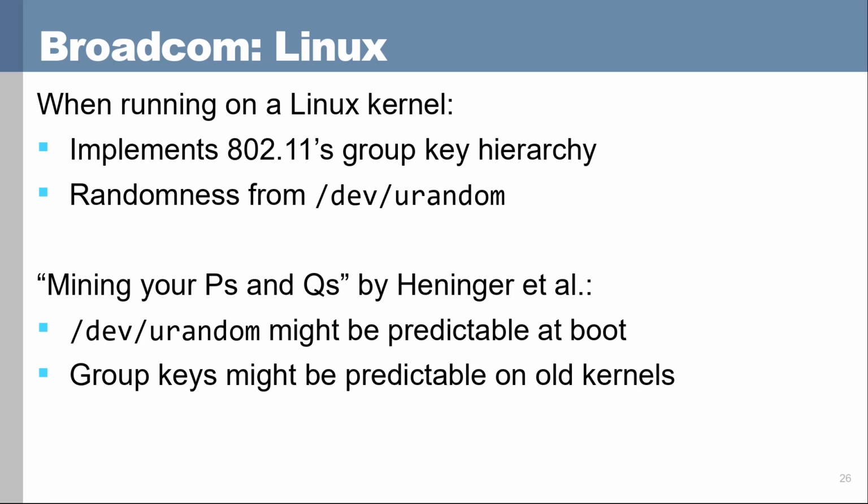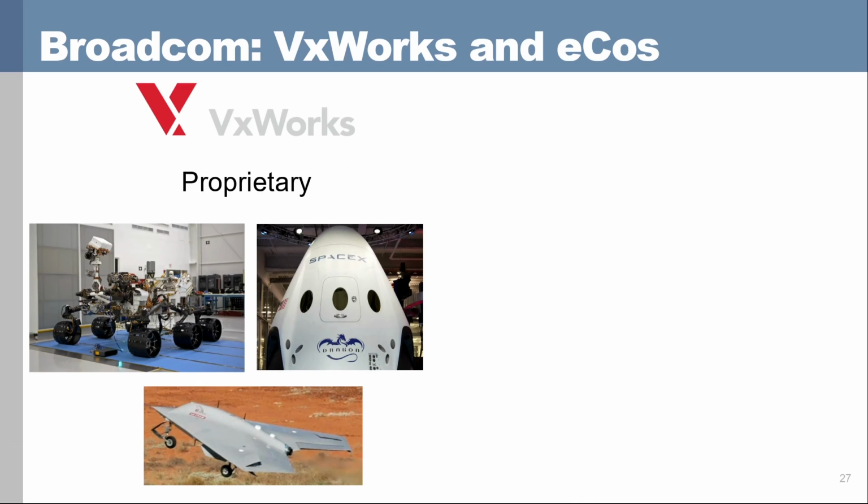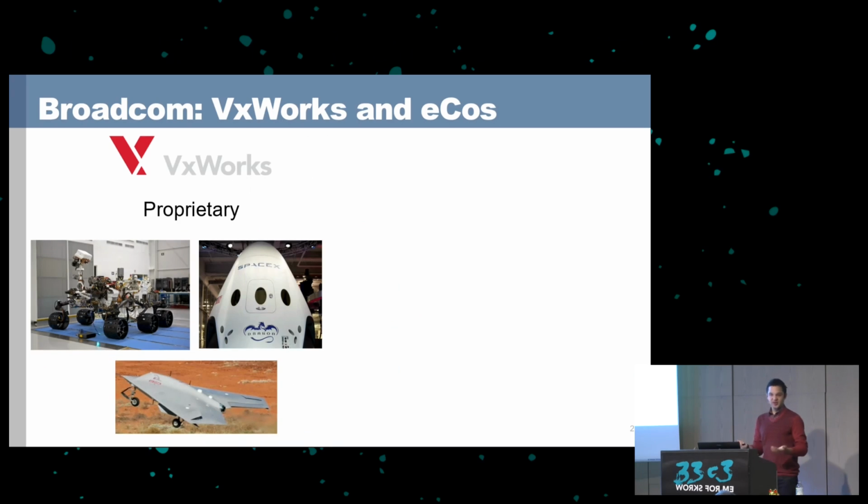This Broadcom implementation also runs on VxWorks and eCos. So for those of you who don't know what these operating systems are, VxWorks and eCos, they are both essentially real-time operating systems. VxWorks is proprietary. It's used a lot in aerospace, so it's used in the Mars lander. It's used by SpaceX. It's also used in drones. And of course, it's also used on certain routers and access points.